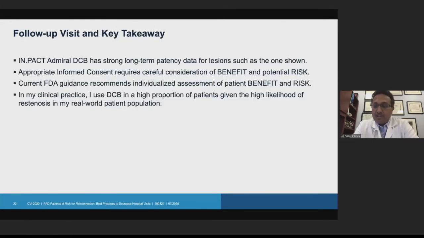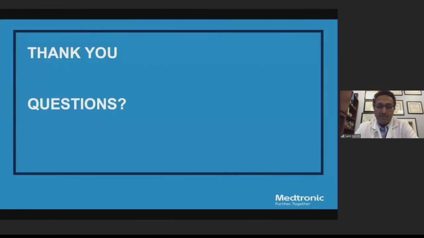So I would summarize by saying that the IMPACT Admiral DCB has strong long-term patency data for lesions such as the one that I've shown. Appropriate informed consent requires careful consideration of the benefit and the potential risk. I think we've been somewhat distracted by talking about risk in the absence of benefit over the last 18 months. And I think that the current FDA guidance recommends the individualized assessment of patient benefit and risk in any treatment algorithm. And so in my clinical practice, I've used DCBs and other drug-eluting technologies in a high proportion of patients, given their high likelihood of restenosis in the real world. Thanks very much, and I'm happy to take any questions.